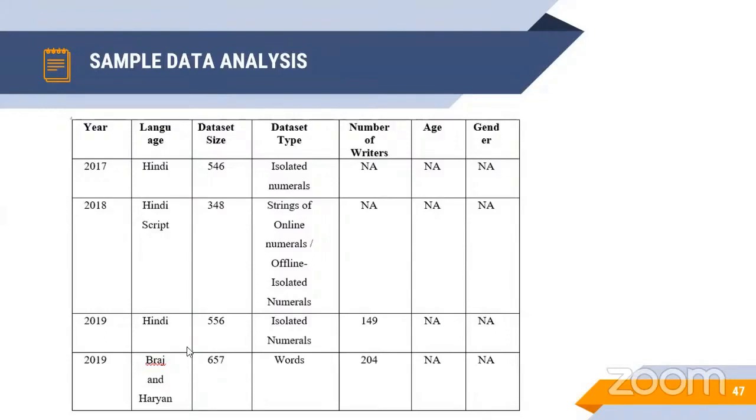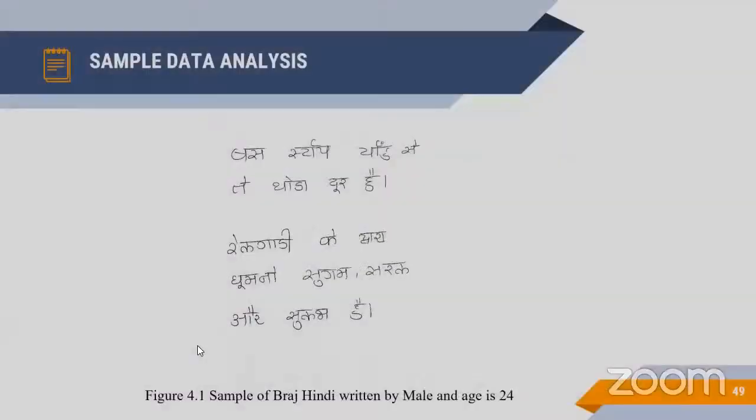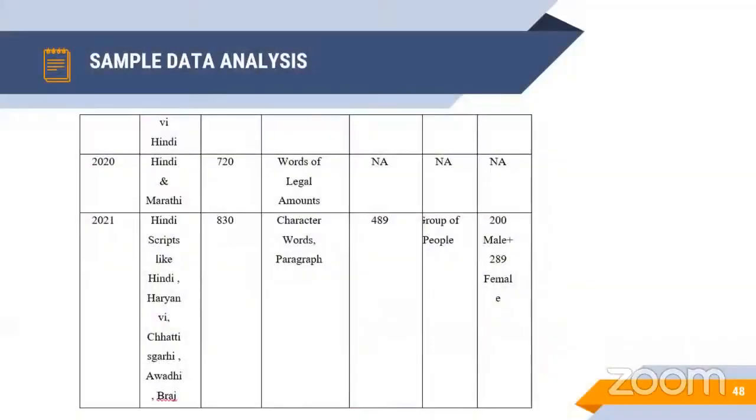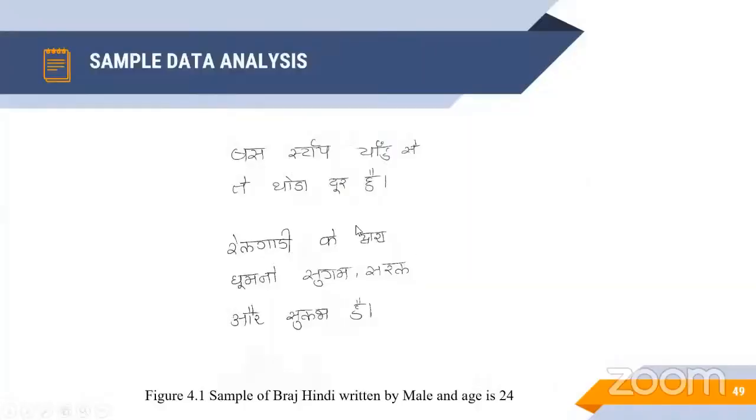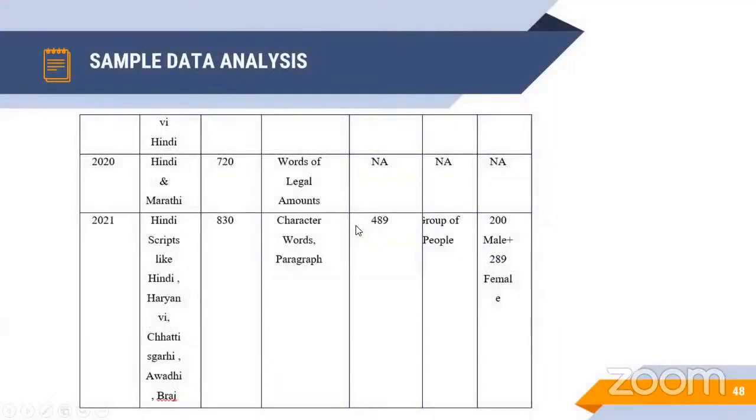But when I go to my research work, in the year 2021, I have identified a total of 830. So we have discussed the simple data analysis, right? Based on that, in the year 2021, there are Hindi scripts with Haryanvi, Chhattisgarhi, Awadhi. Based on that, all the scripts I have identified, there are a total of 830 data.